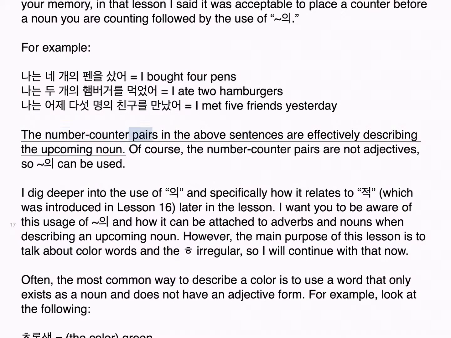The number counter pairs in the above sentences are effectively describing the upcoming noun. Of course, the number counter pairs are not adjectives, so 의 can be used. I dig deeper into the use of 의 and specifically how it relates to 적, which was introduced in lesson 16, later in the lesson. I want you to be aware of this usage of 의 and how it can be attached to adverbs and nouns when describing an upcoming noun. However, the main purpose of this lesson is to talk about color words and the ㅎ irregular, so I will continue with that now.